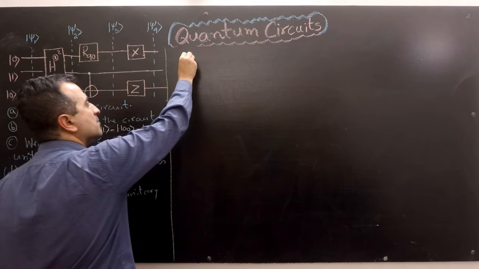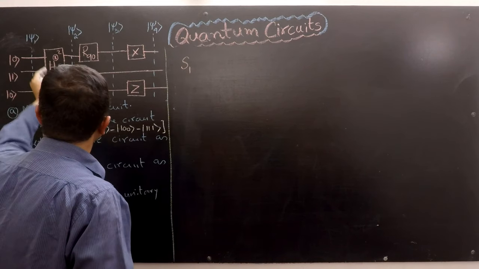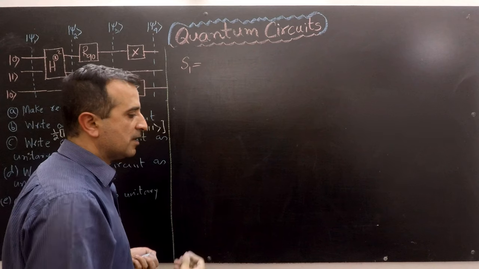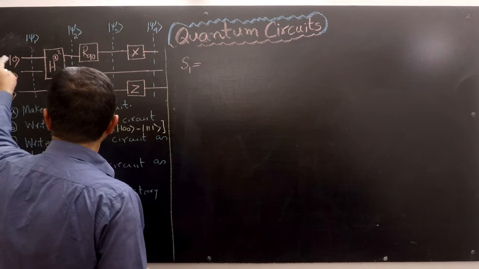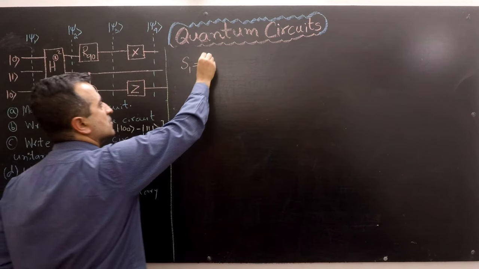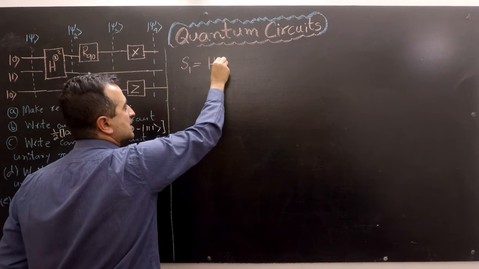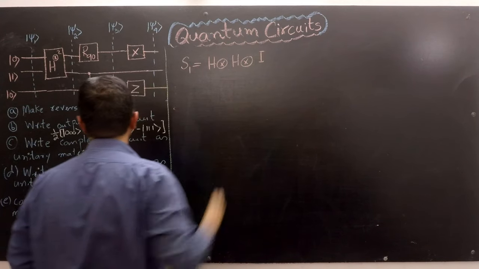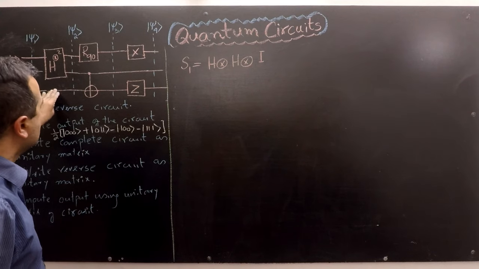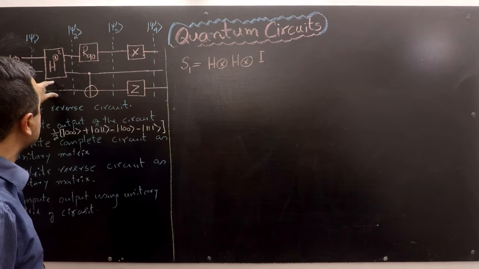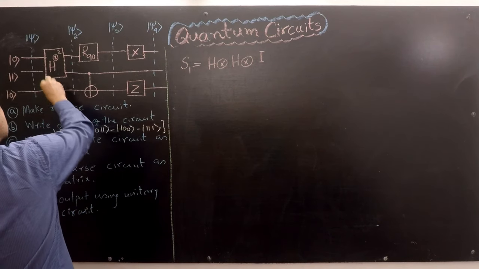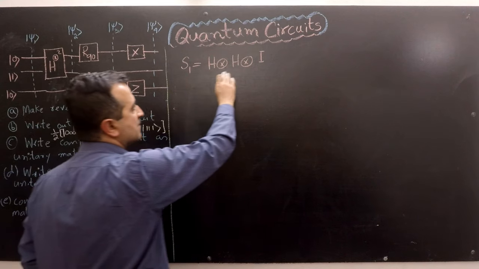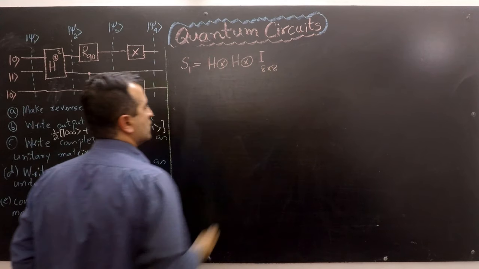So I can make a unitary matrix of stage 1, which was this one, by taking tensor products of different gates. So my result must be an 8 by 8 matrix because I have 3 bits as input. So I will do Hadamard gate tensor product with Hadamard gate, and I will do the tensor product with identity gate. In this line, there's nothing written, and when there's nothing written, you can assume that there's an identity gate written here. So we can add identity gate here. So my result will be an 8 by 8 matrix for stage 1.